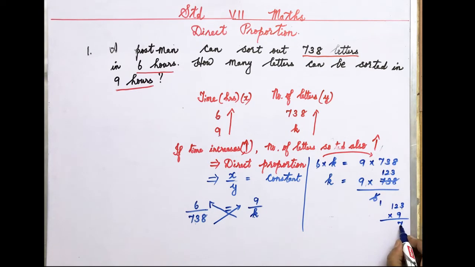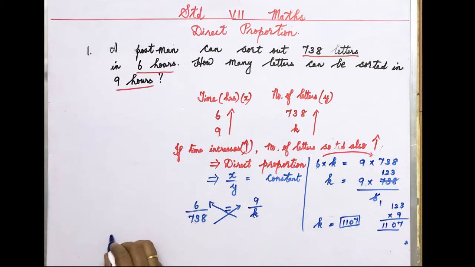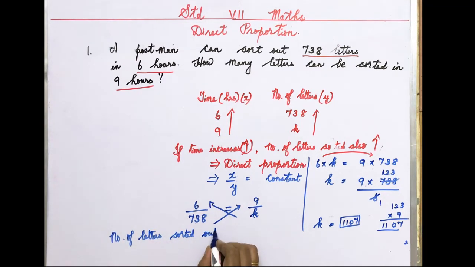So 3 nines are 27. Balance 2. 2 nines are 18. 18 plus 2, 20. Again balance 2. 1 nine is 9. 9 plus 2, 11. So k is equal to 1107. That means how many letters are sorted out in 9 hours? Number of letters sorted out in 9 hours is equal to 1107.